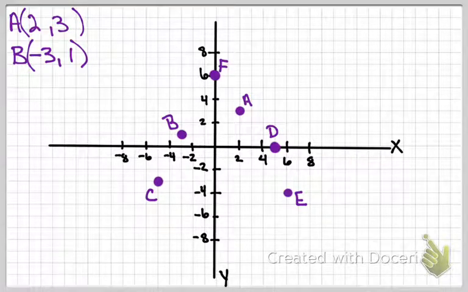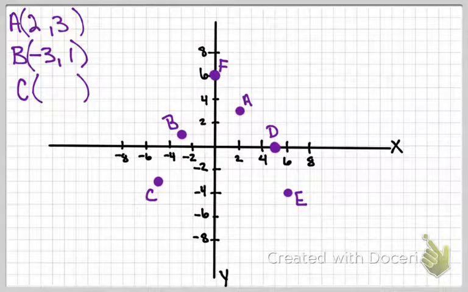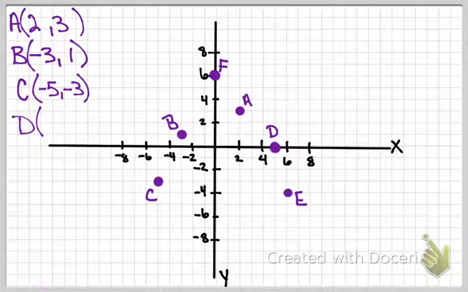All right, my first number in the ordered pair is the X value, and the second number is my Y value. What about point C? Negative 5, negative 3. Very good. What about point D? 5, 0. So everybody agree? I go over 5 on X, and do I go up or down any? Not really. So it's 0. It's okay to have a value of 0.